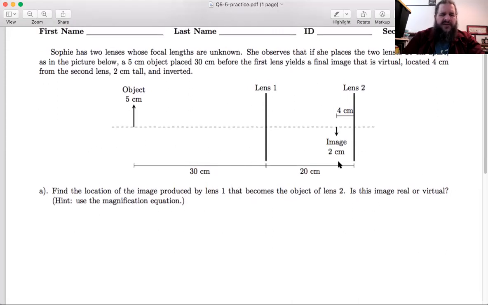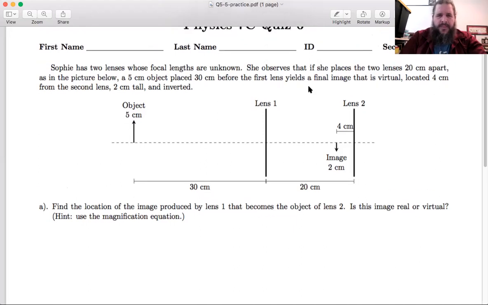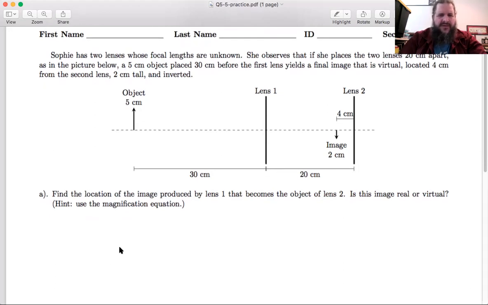Okay, so we have two lenses, lens 1, lens 2. We don't know the focal lengths. But we are told that if we place the lenses in this sort of arrangement, 20 centimeters apart, and we have a 5 centimeter object 30 centimeters before the first lens, the final image is going to be this virtual image here. So this is the final image created by both lenses together. So we're going to have to sort of reverse engineer that process. So let's try this one step at a time.